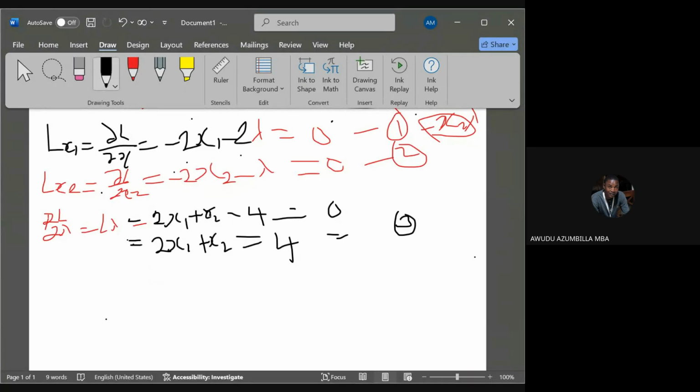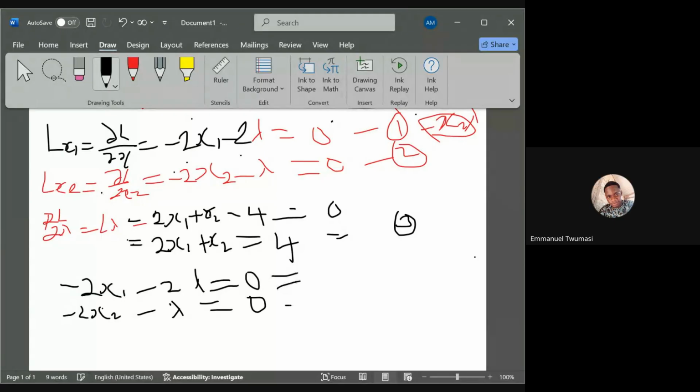From here, we have minus 2x1 plus 2 lambda to be equal to 0. And we also have minus 2x2 minus lambda, sorry, minus lambda to be equal to 0. These two equations, let's look at them critically. When I was talking about this Lagrange approach, I said that when you differentiate with respect to x and y, we can use simultaneous equations to solve them. So we can use simultaneous equations here.